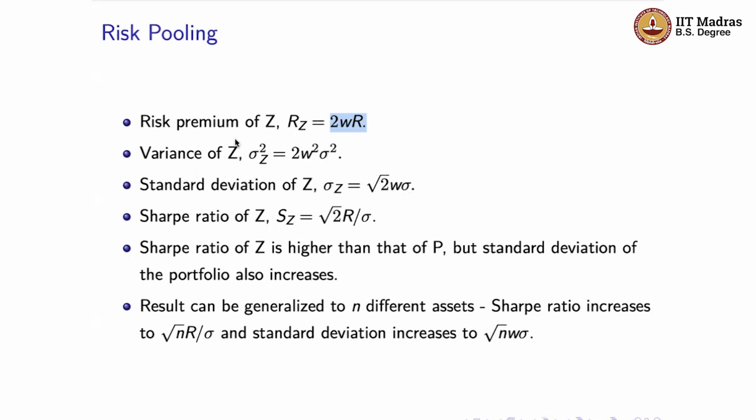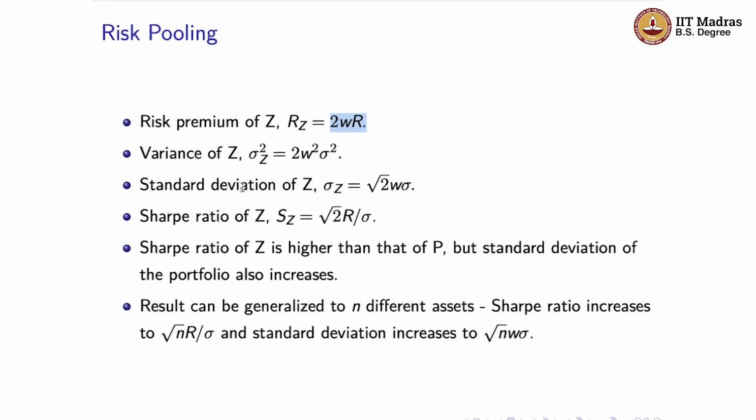So we have got the risk premium of Z, we have got the standard deviation of Z. We can use this to back out the Sharpe ratio of Z. And it turns out to be square root of 2 times R by sigma. Now, if you compare this with the same characteristics in portfolio P, you can observe that compared to portfolio P, the Sharpe ratio is now higher, right?